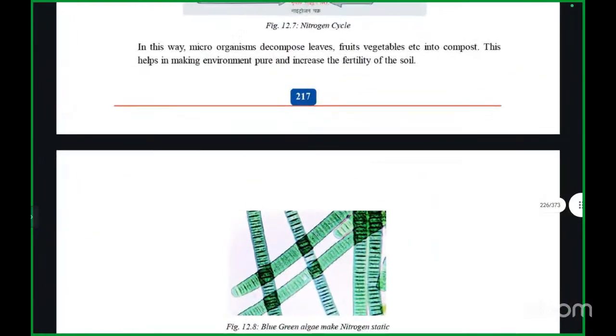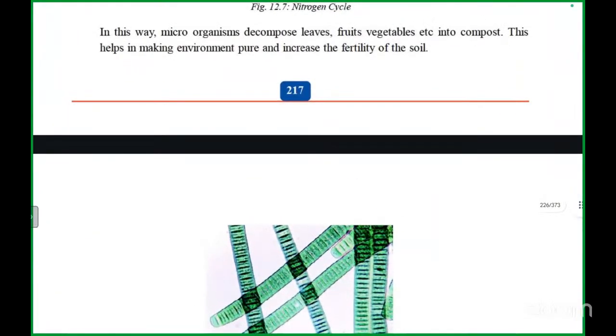In this way, microorganisms decompose leaves, fruits, vegetables, etc. into compost. This helps in making the environment pure and increases the fertility of the soil. One more work of microorganisms is that they turn dead and decaying things into compost. When used, this compost is very healthy for growing crops and plants, and when mixed with the soil, it provides nutrients to the plant. That is how microorganisms are helpful in agriculture.